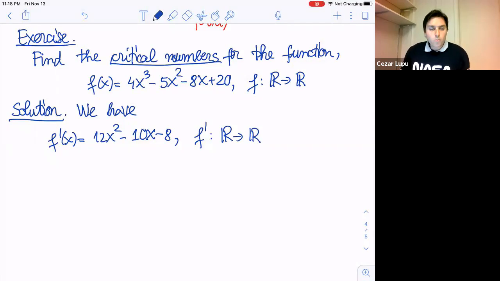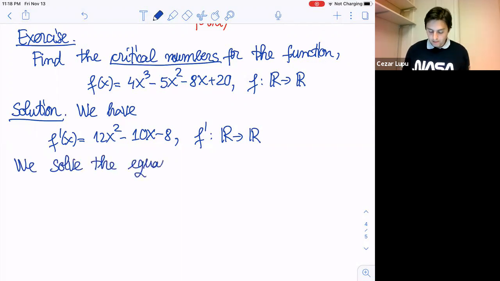Okay, and now what we're going to do is to solve this equation, because this is how we will find the critical numbers. f prime of x equals 0. So this is what you need to know.